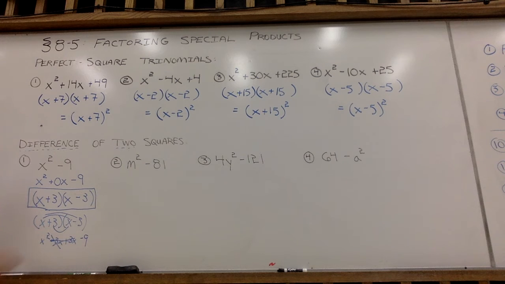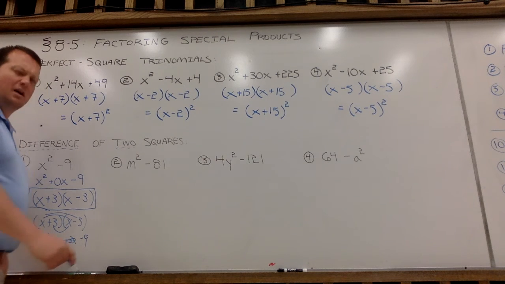Isn't that great? Wow. So to summarize it, I'm going to take the square root of the first term. The square root of x squared is x. The square root of 9 is 3. One plus, one minus, so that when I FOIL, the middle terms are a positive and a negative, and they cancel out to make 0. Amazing.